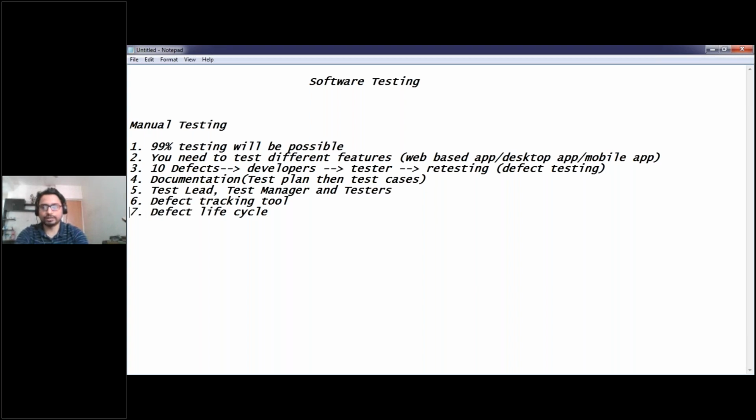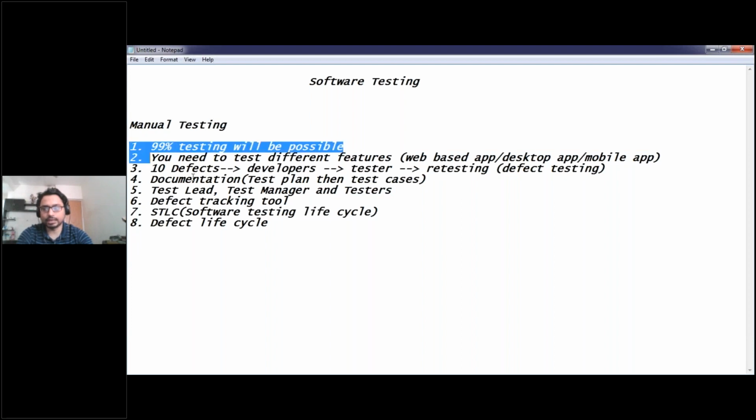And before the defect life cycle, I need to add it here, STLC. Sorry, STLC. So what is STLC basically? It is a kind of life cycle which is specific to software testing only. So this is the software testing life cycle. In today's session, I am giving you an introduction only, which gives you the idea about manual testing. There are eight points I am illustrating here.